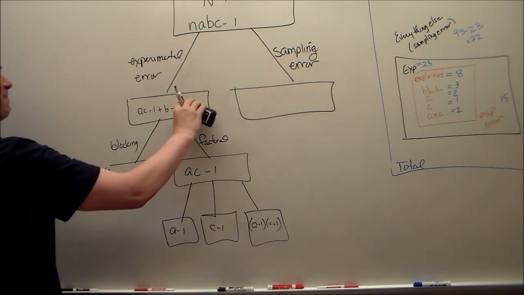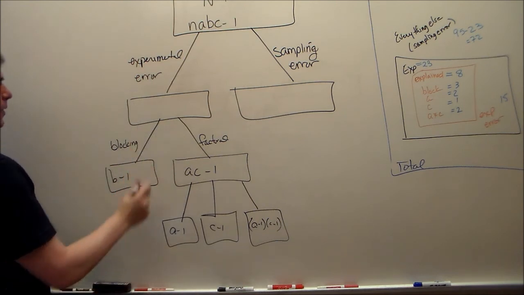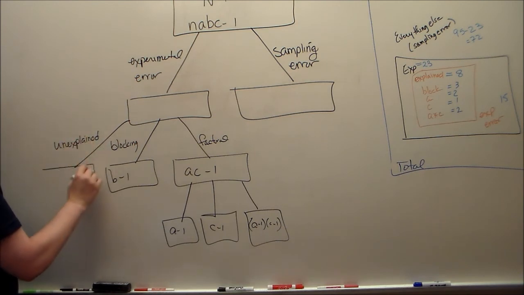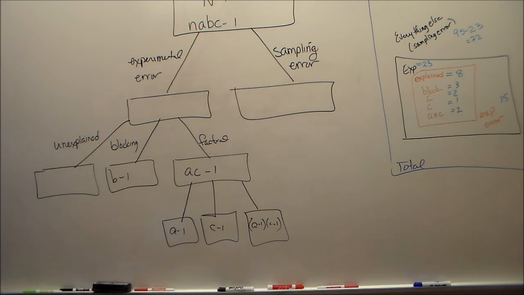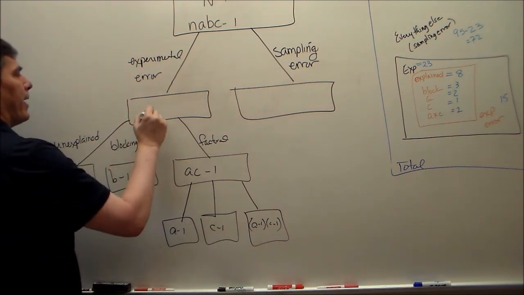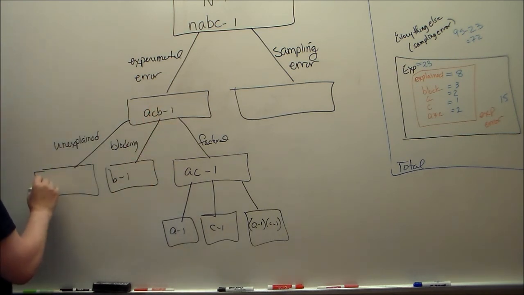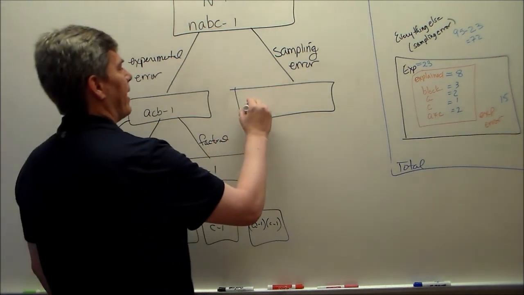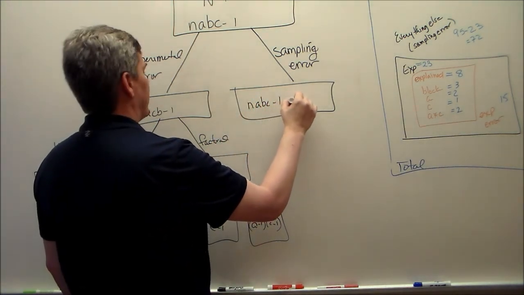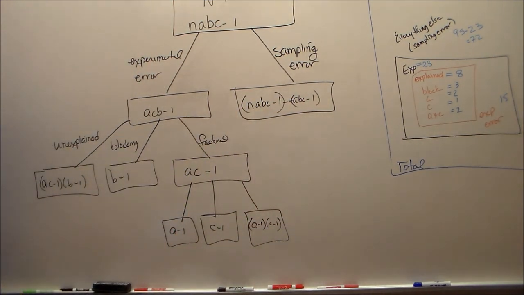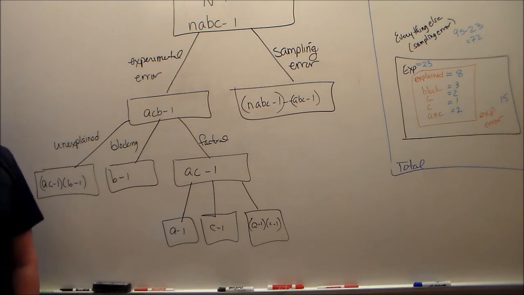Got one more thing coming up here. Unexplained. This was A, C minus 1, B minus 1. And this is just going to be N, A, B, C minus 1, minus A, B, C minus 1. Being able to determine where your degrees of freedom are going helps you better understand the experiment.